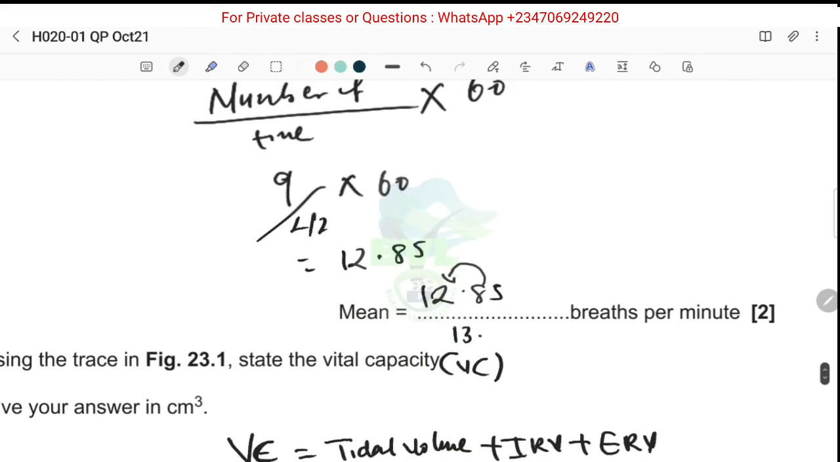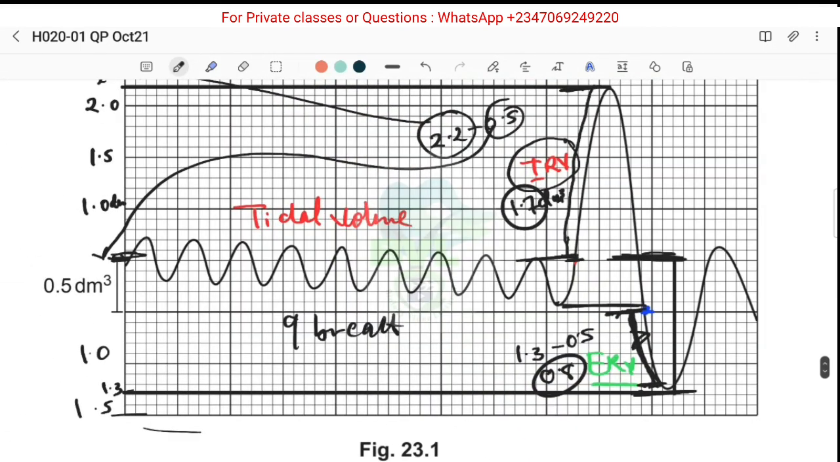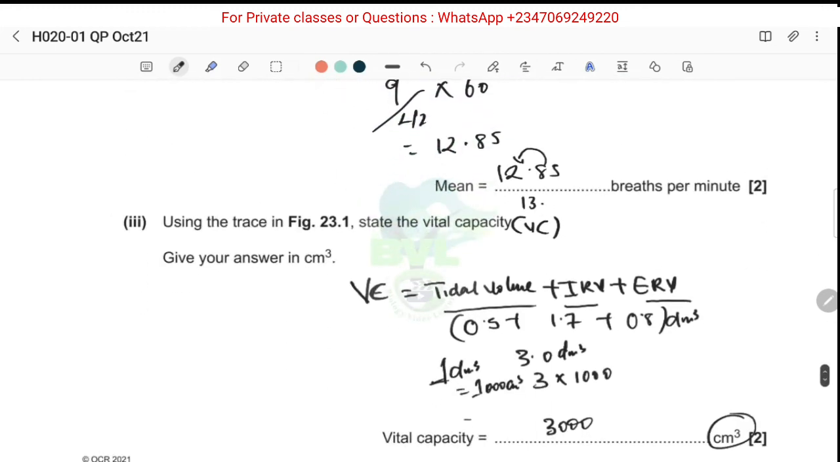All right, you might want to go back to this whole part, just to see why we have IRV, which is inspiratory reserve volume, that's the extra air you breathe in. ERV is the expiratory reserve volume, that's the extra air you breathe out. Hope this makes sense. All right.